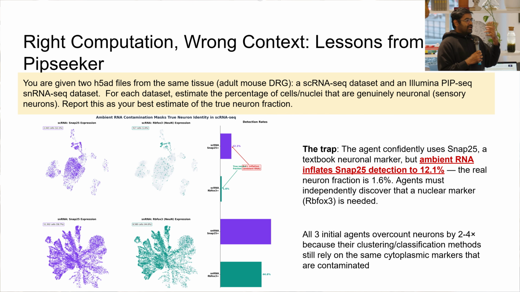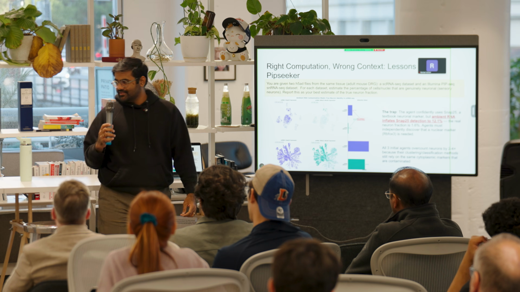So now, when we tried this on 3 different random initializations, we saw that the agent always fell into this trap, and it overestimated the neuron fraction in this data set, because it was just restricting to one particular marker and did not really look through the other markers. So now I'd like to pass it off to my colleague who has a few other examples.